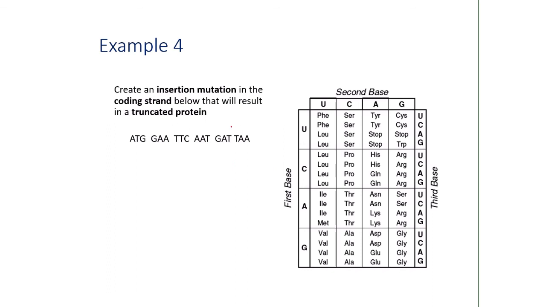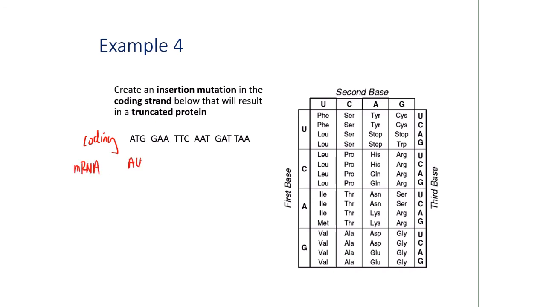Example 4. Create an insertion mutation. So we're going to add in an extra nucleotide in the coding strand below, so that it will result in a truncated, a shortened protein. So we need to add in a nucleotide that would introduce a stop codon prematurely. So let's write the mRNA first.